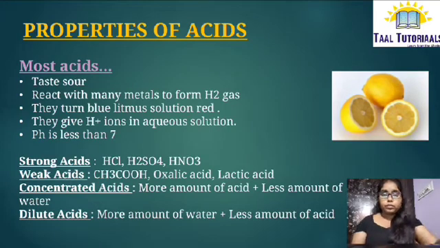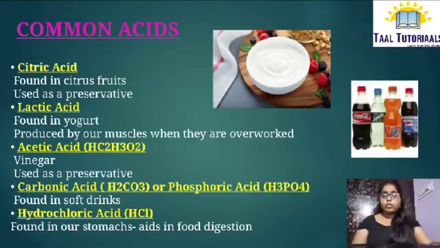Next, there are some common acids. What are those? Citric acid, lactic acid, acetic acid, carbonic acid and hydrochloric acid. Citric acid is found in citrus fruits and we use that as a preservative. Citric acid is used as a preservative.